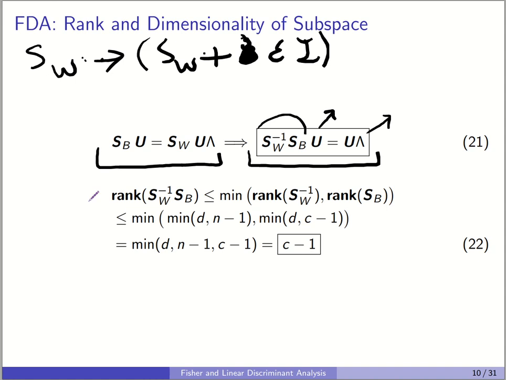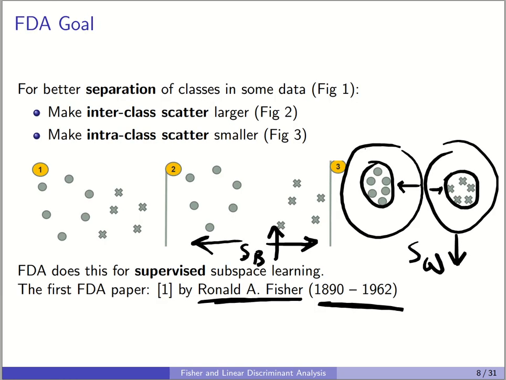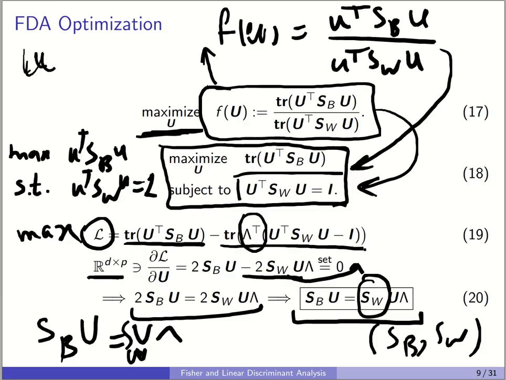Then let's talk about the dimensionality of the Fisher discriminant, LDA or FDA, subspace. What is the rank of S_W inverse S_B? The rank of the multiplication of two matrices is less than or equal to the minimum of the ranks of those matrices. So it is less than or equal to the minimum of rank of S_W inverse and rank of S_B. What is the rank of S_W inverse? What was S_W? Do you remember that? The rank of S_W inverse is equal to the rank of S_W.